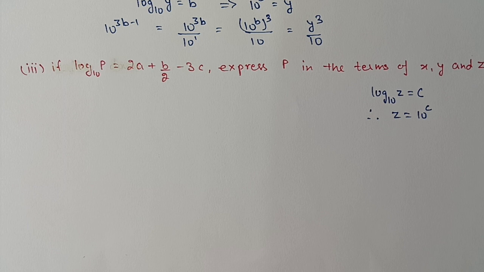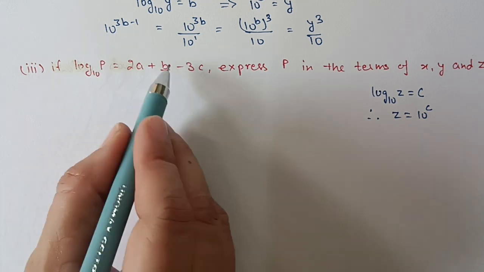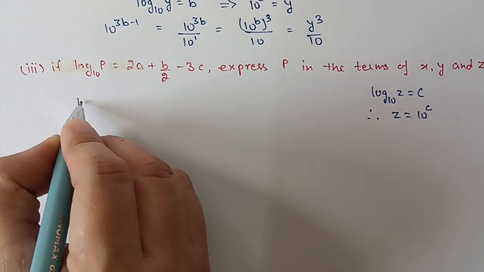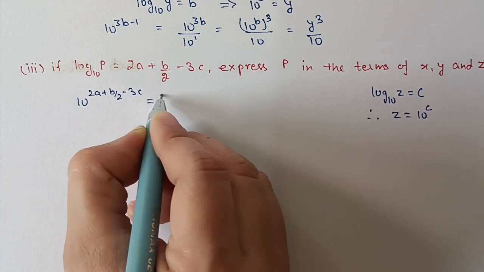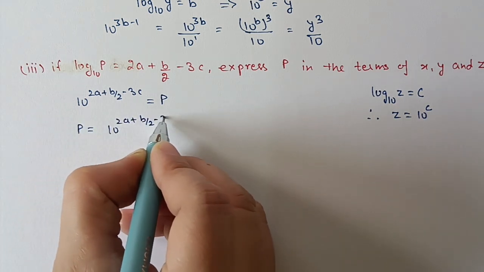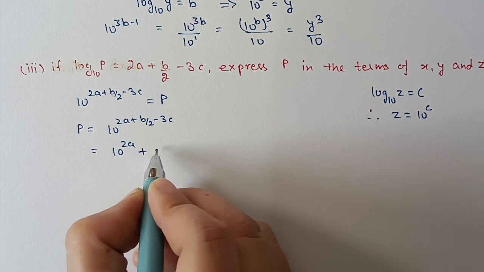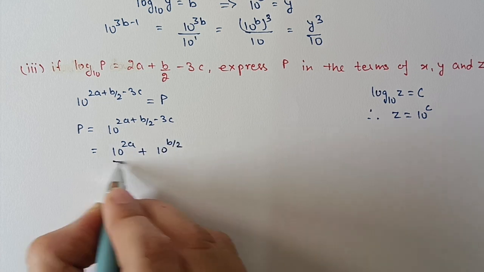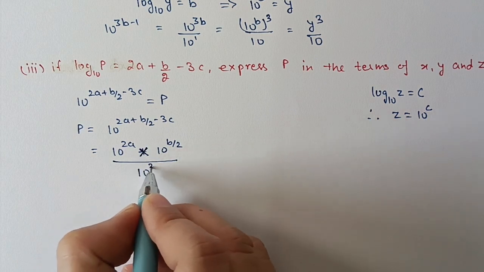Third part, if log p is equal to 2a plus b by 2 minus 3c, express p in terms of x, y and z. So first of all, this we will change into the exponential form. This is base and this will be power. So we can write it as 10 to the power 2a plus b by 2 minus 3c is equal to p, or p is equal to 10 to the power 2a plus b by 2 minus 3c, which we can write like this, 10 to the power 2a, multiplied by 10 to the power b by 2, and divided by 10 to the power 3c.